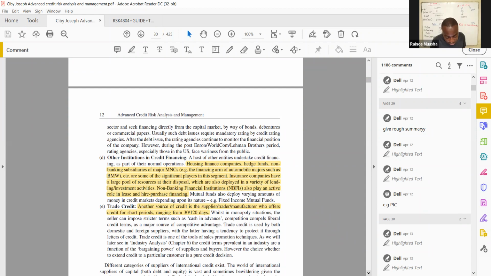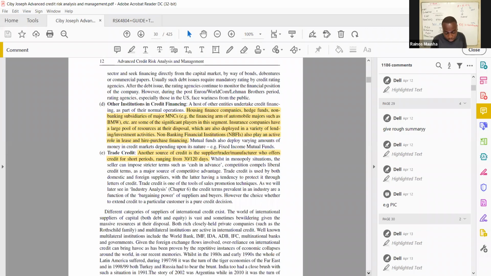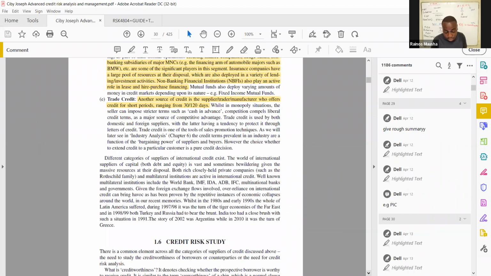Then you also look at trade credit, where another source of credit is the supplier or trader or manufacturer who offers credit for short periods ranging between 30 to 120 days. So if you're getting goods on credit from your supplier, it's basically another source of credit as well. Are there any questions regarding the different sources of credit?